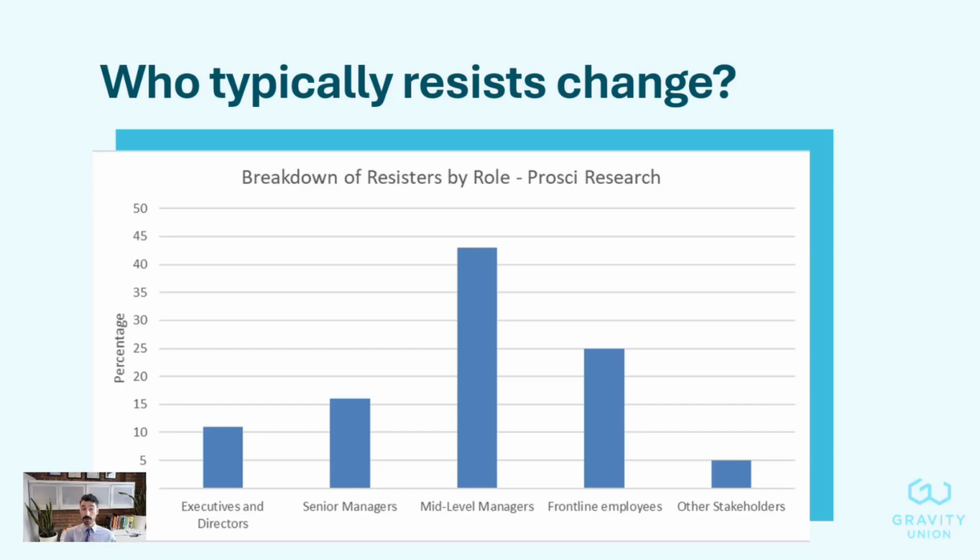They're close enough to the ground that they can have a big impact on your project, and they're probably highly involved in your project, but they're also close enough to senior leadership that they can have some influence in that direction as well. So they're a really critical stakeholder to engage and make sure they're on side. And typically they do provide the most resistance across those roles.